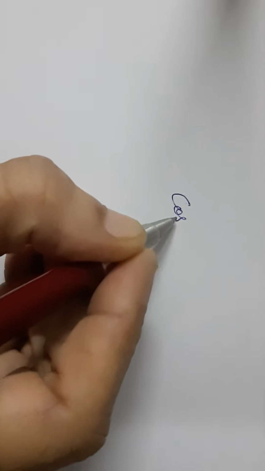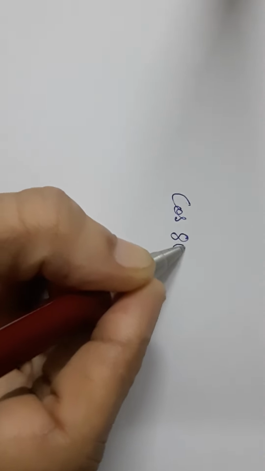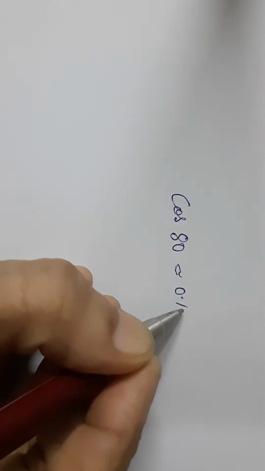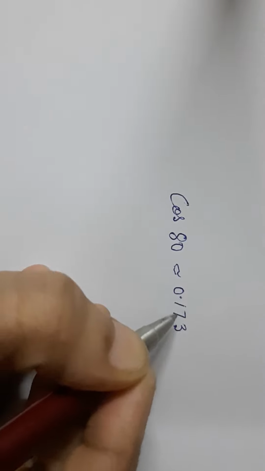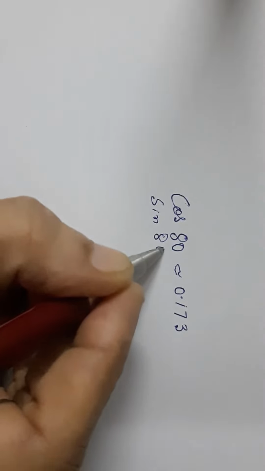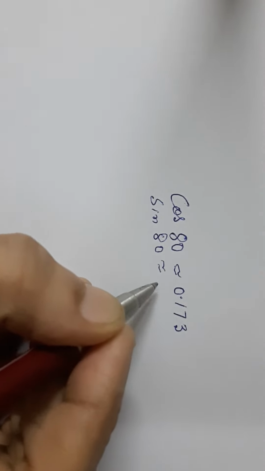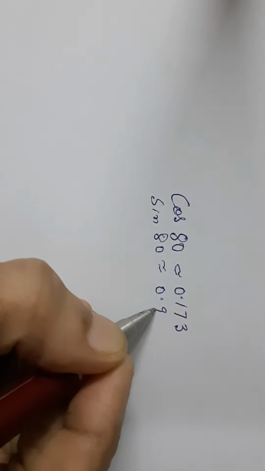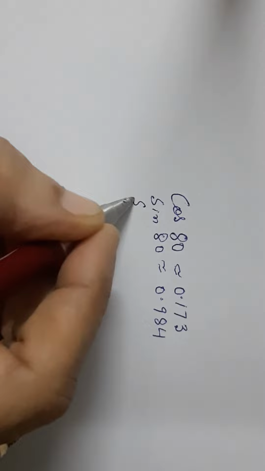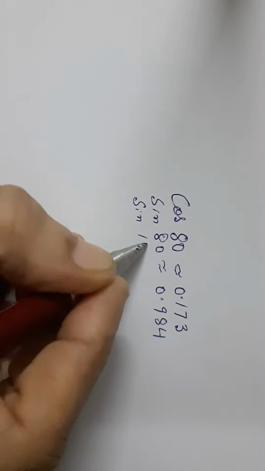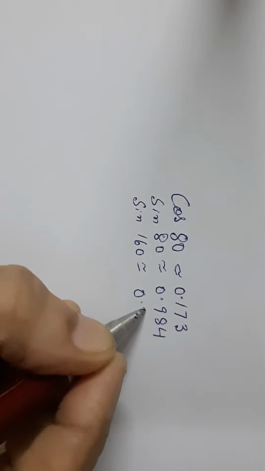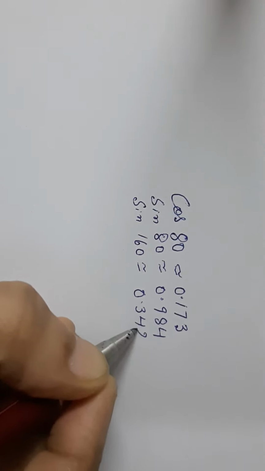For example, cos of the angle 80 degrees will be required. It is approximated, as you know, to 0.0173. We will require sine of the angle 80 degrees, which is approximated to 0.984. We would also require sine of the angle 160 degrees, which is approximated to 0.342.